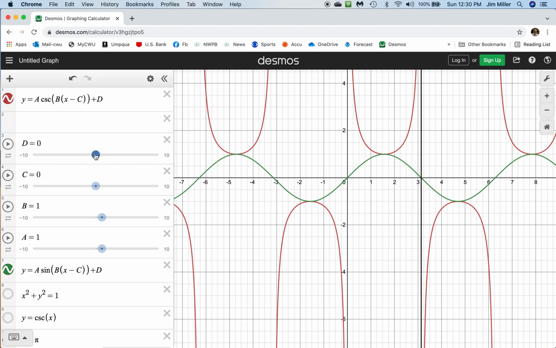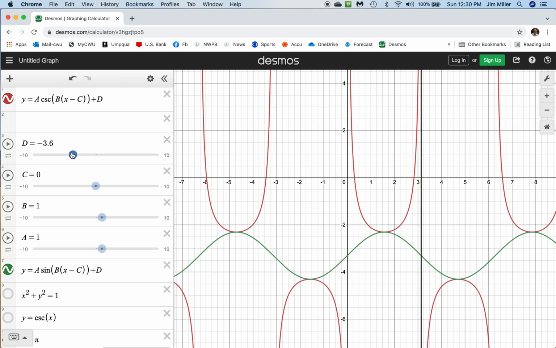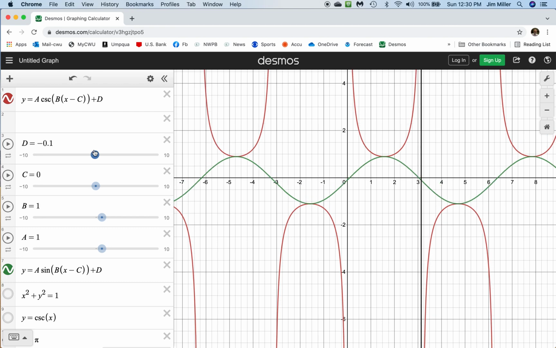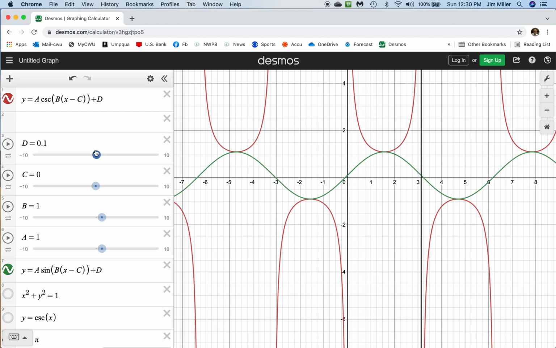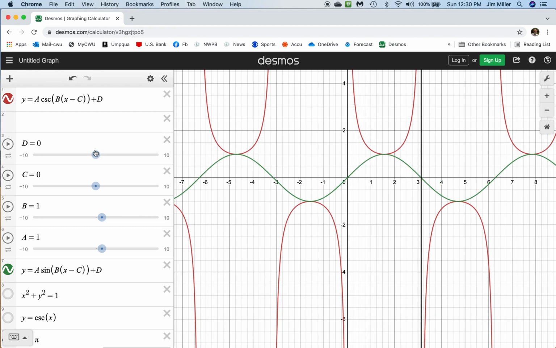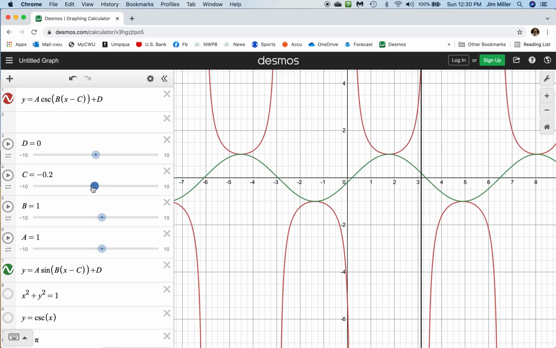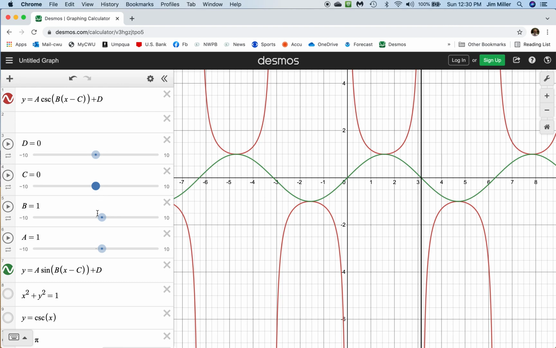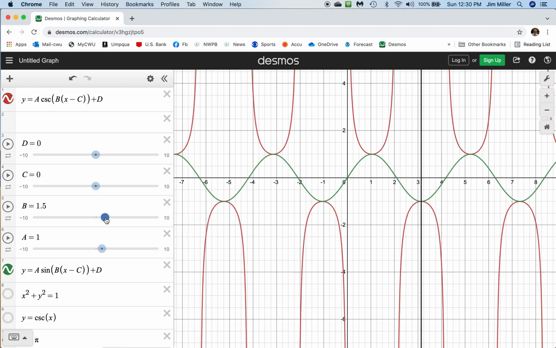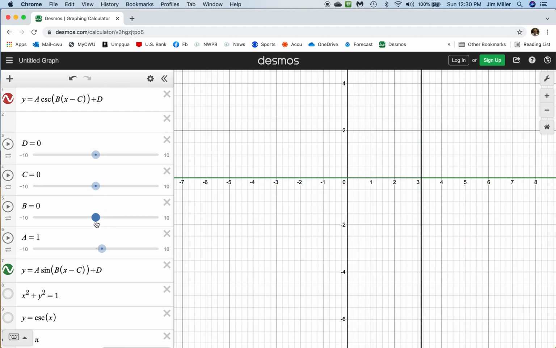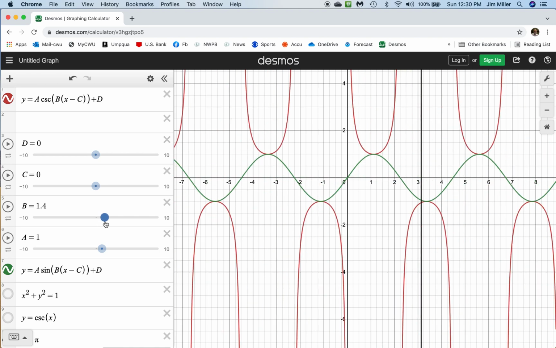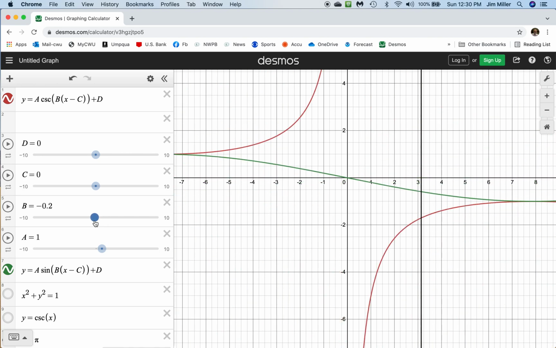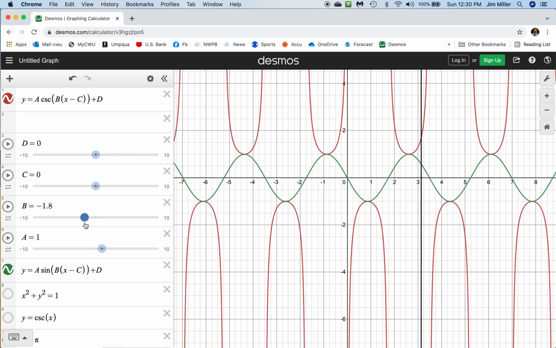If you move it up or down, you just have to take into account that. So let's move it back so it's not up or down any. 0. And if you move it left or right, they move the same way. And the B increases the number of them or decreases the number of them. Okay? And if you go to negative numbers, it flips them over to the other side.